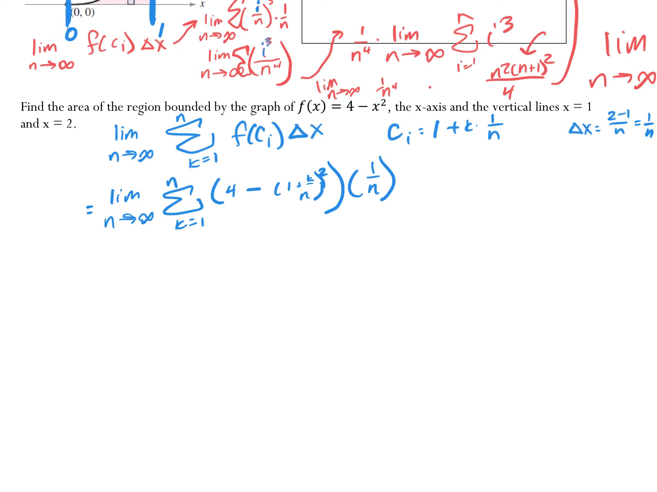How are we feeling so far? All right, now, everything from here is really just doing some algebra. So the first thing I'm going to do is multiply it out, just that 1 plus k over n squared. And when I do that, I get 4 minus, and then I'd have 1 plus 2k over n plus k squared over n squared, all times 1 over n.